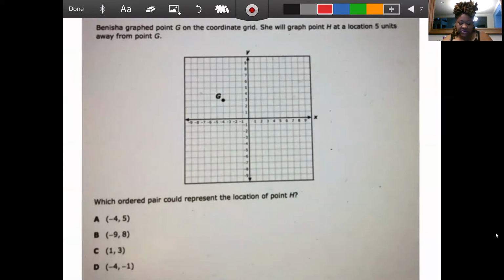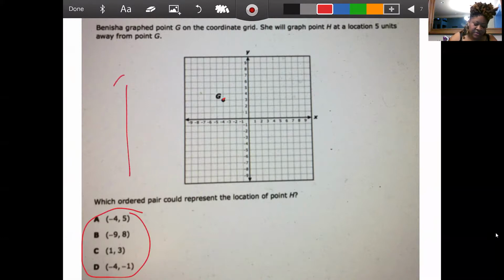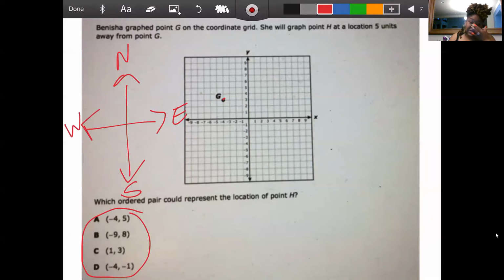Number 7, Benicia graphed point G on the coordinate grid. She will graph point H at 5 units away from point G. So this is point G, and this girl is going to graph 5 units from point G, and let's see which one of these she would land on. Remember, she has to go 5 north, 5 south, 5 east, and 5 west.